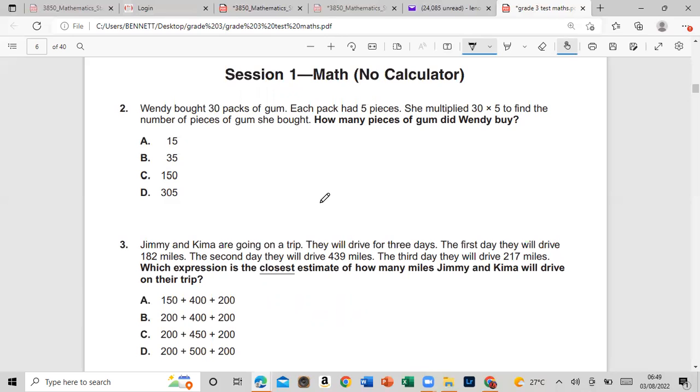So what is the product of 30 times 5? Right? So first we say 5 times 0, that's 0. So our answer would be C. Guys, read them very carefully.